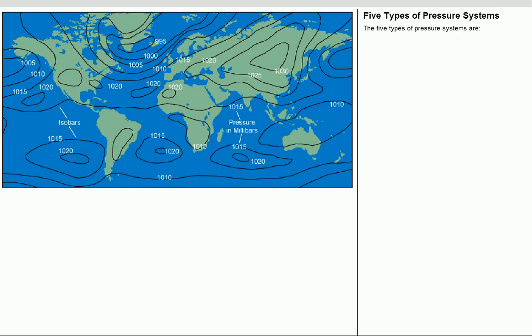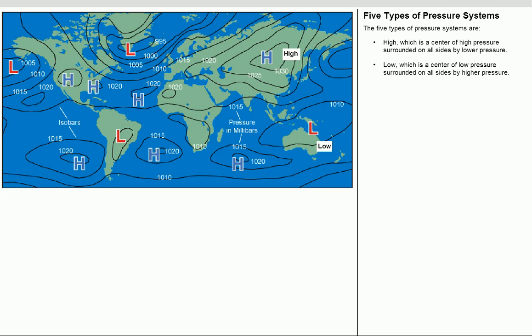After you learn the purpose of isobars, you can use them to identify different types of pressure systems on a weather map. Meteorologists have created 5 pressure system classifications. Highs are centers of high pressure surrounded on all sides by lower pressure. These areas are identified by the letter H. Lows are centers of low pressure surrounded on all sides by higher pressure. Low pressure centers are identified by the letter L.